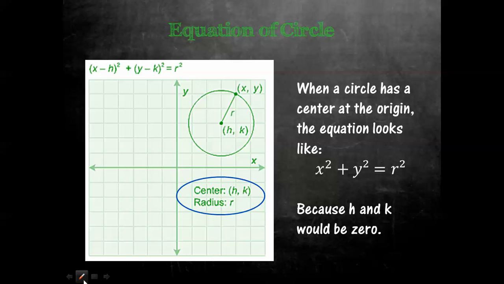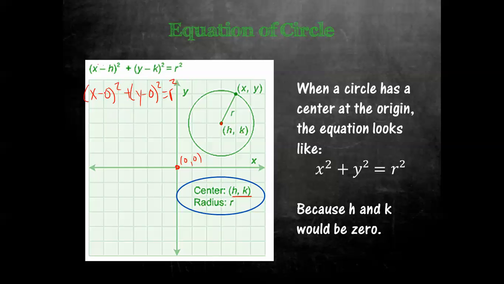Now remember, the equation of a circle is written (x - h)^2 + (y - k)^2 = r^2, where the center is at (h, k). So right here, there's the center of my circle, and then r is just the length of the radius. If we have a circle that has its center at the origin, the origin is (0, 0), so that means h and k are going to be 0. So if we plug in 0 here, (x - 0)^2 + (y - 0)^2 = r^2.